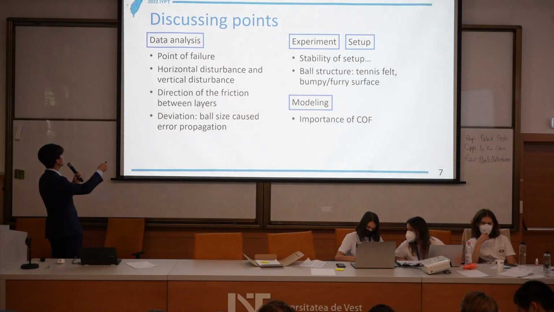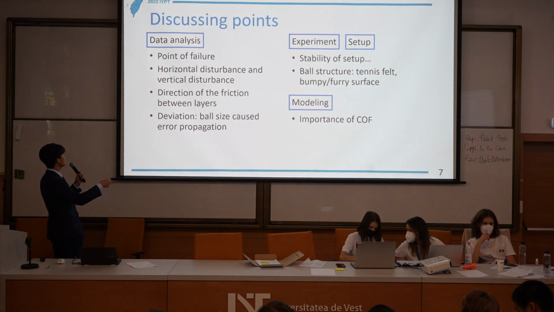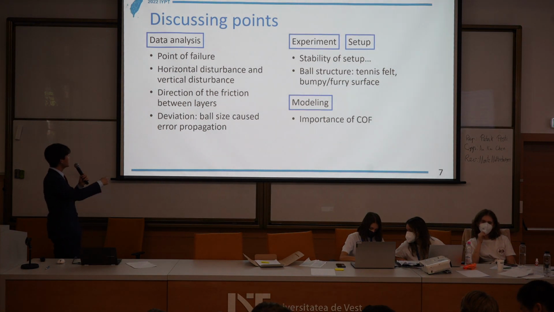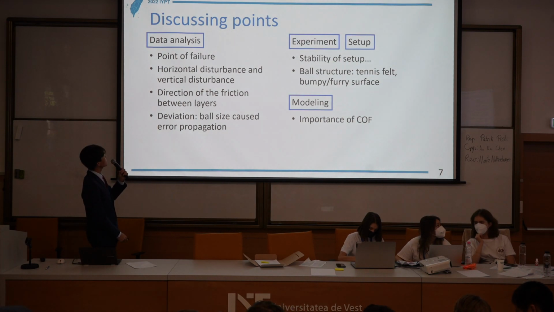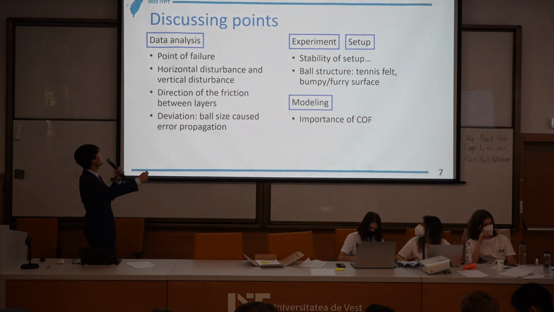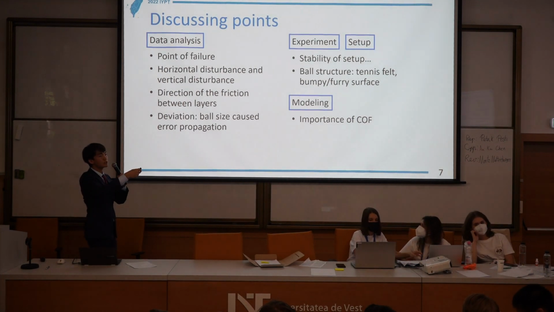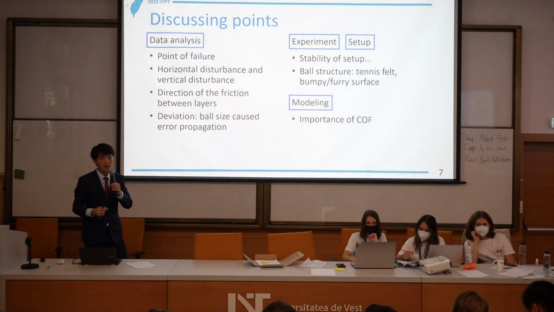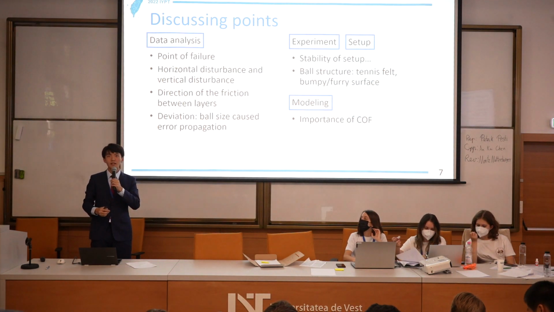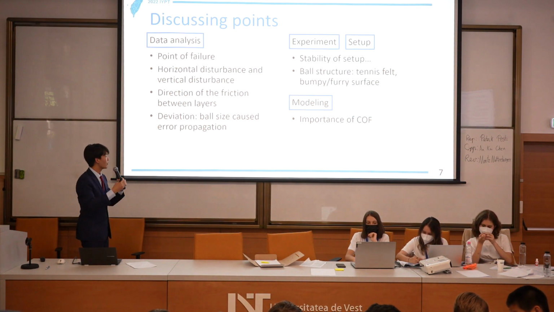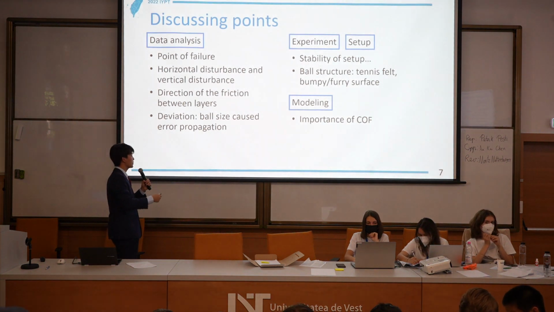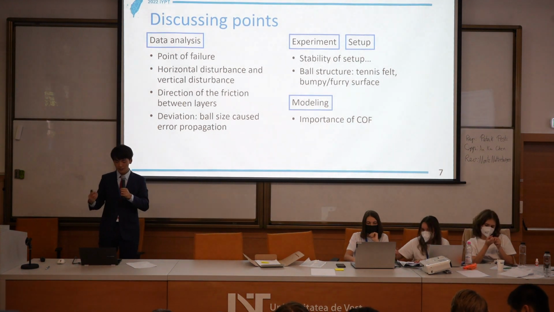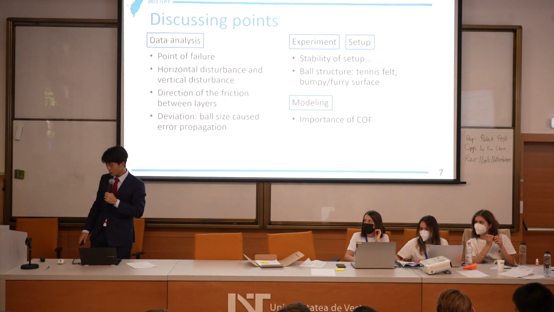So I want to discuss this also, and the deviation caused by ball types due to error propagation in the experiment. And I want to discuss why the ball structure can make the tennis ball tower exceed a coefficient of 1. I also want to mention the importance of the coefficient of friction in this experiment. Okay, thank you very much.